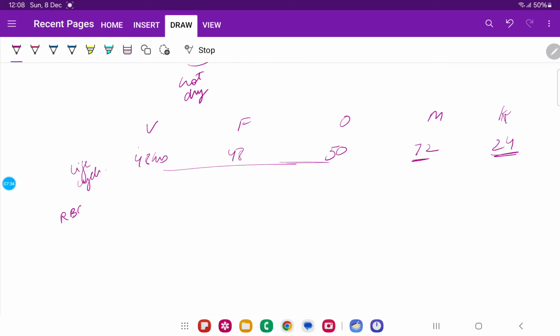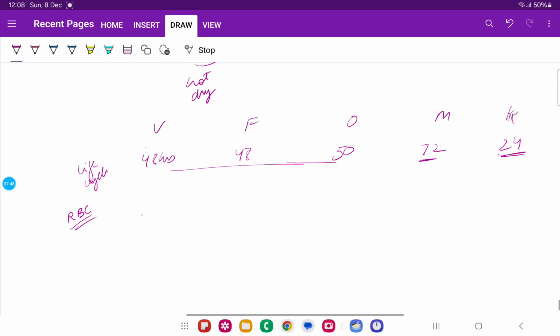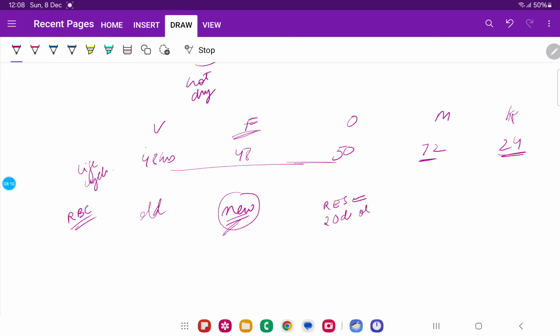And they have a preferential liking for which RBC to affect. So vivax affects old RBCs, and this affects new RBCs. That is why this is also very fatal and has a bad prognosis, falciparum. In ovale, reticuloendothelial cells are affected, and RBCs up to 20 days old are affected. Here reticuloendothelial cells are affected.